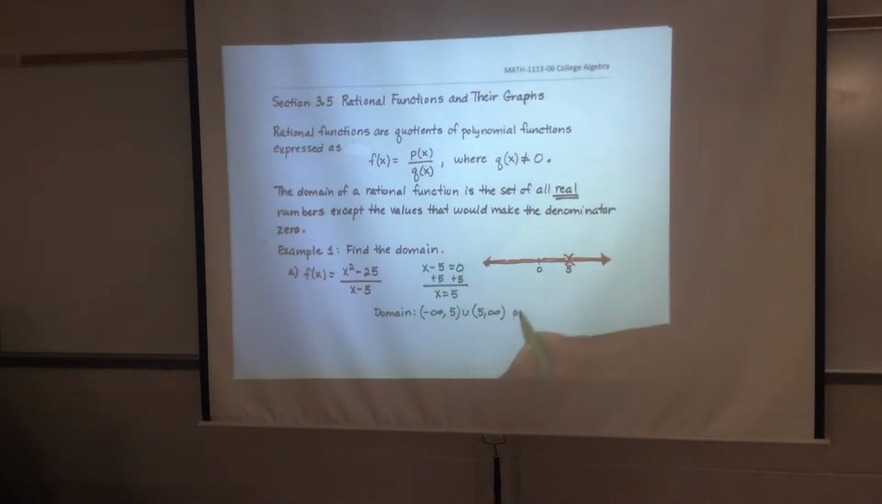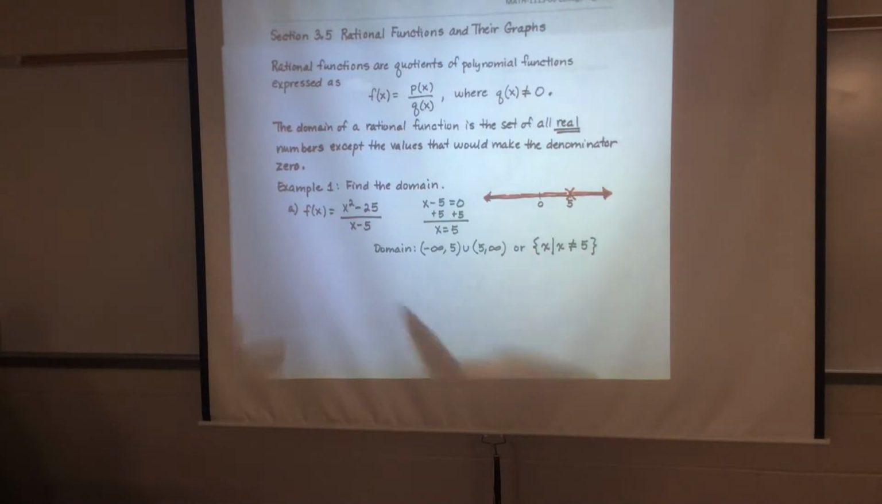Now, if they want the set builder notation, it will be this: the set of all x such that x is not equal to 5. Okay? That means all real numbers except 5. Okay. That's part A of example 1.